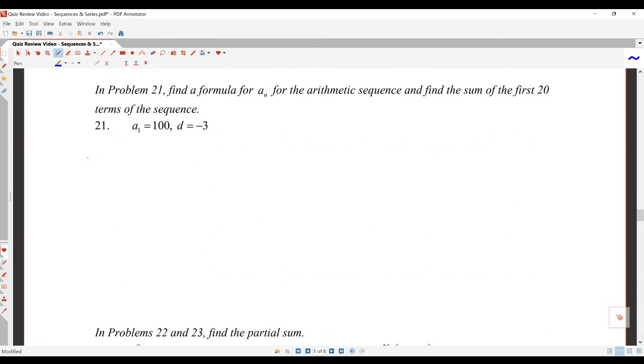All right, 21, find the formula an for the arithmetic sequence, and then find the sum of the first 20 terms. So with a common difference of negative 3, that means a0, the term before this, would be 3 more than that, or 103. So then an is going to be negative 3n plus 103.